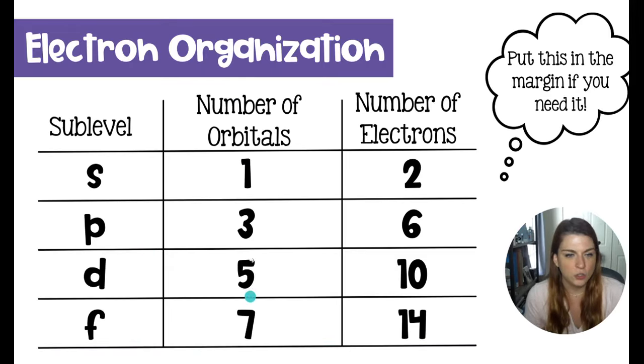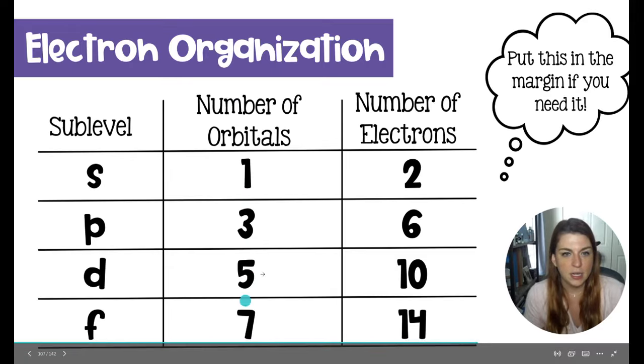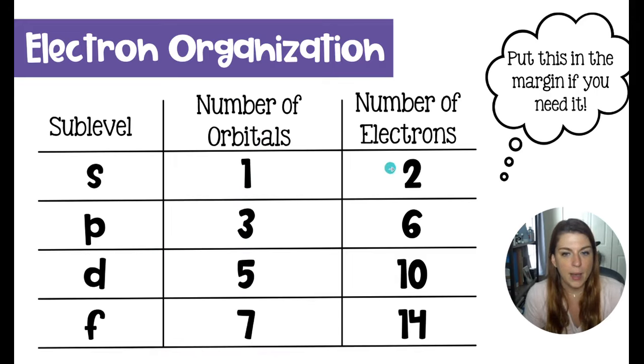So these go up by 2s, starting with 1, 1, 3, 5, and 7. And then you just take the number of orbitals and multiply it by 2 in order to get the number of electrons. So that's the pattern here, the number of electrons that fit in each sublevel.